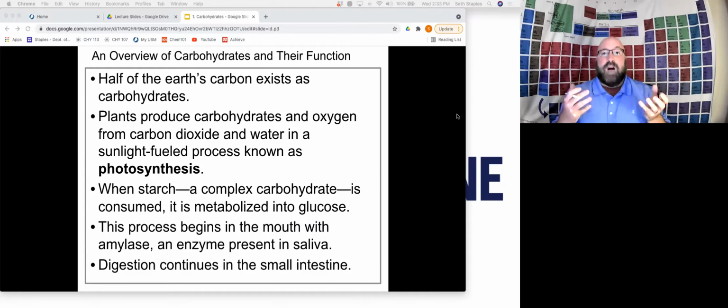Almost half of all of the carbon on Earth exists in a carbohydrate form. And so, as you know, just from some basic science and basic biology, plants produce carbohydrates and oxygen from carbon dioxide, and that's really what photosynthesis is all about. We human-centric people, I guess, we view photosynthesis as, oh, this is how we get oxygen.